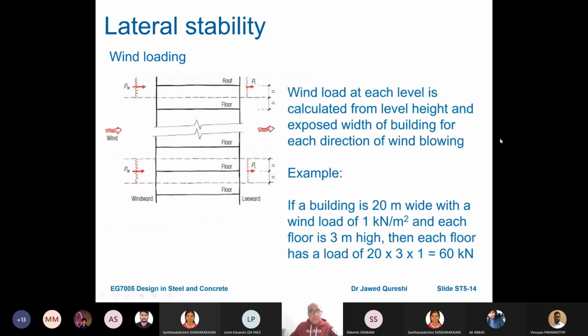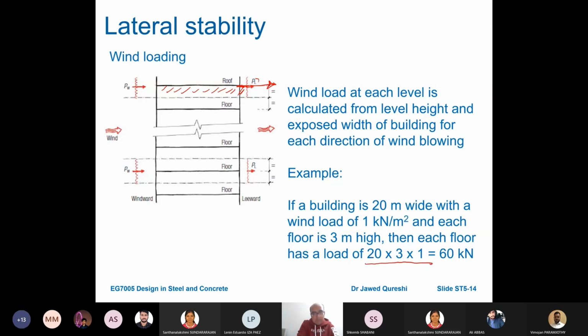Now, another very important thing here is that wind load at each level is calculated from the level height and exposed width of the building for the direction of wind blowing. So for example, if I want to work out total load at roof, this is roof level, and for the effective height, I will consider only the height which is at the bottom. There is nothing at the top. So if the building is 20 meter wide, wind load is 1 kilonewton per meter square, and each floor is 3 meter high, each floor will get 20 into 3 into 1.